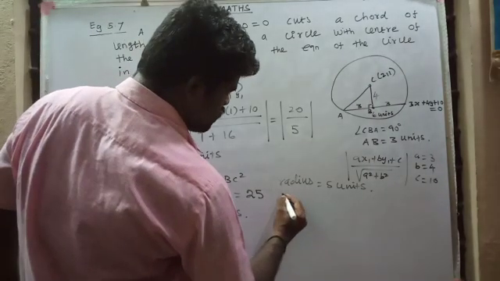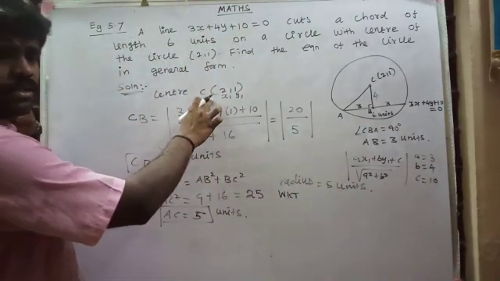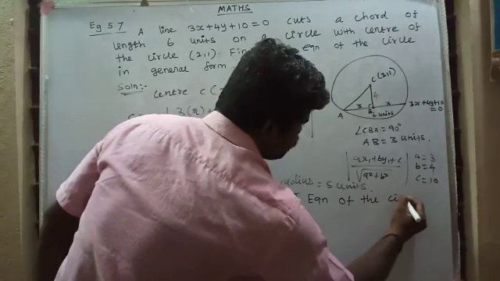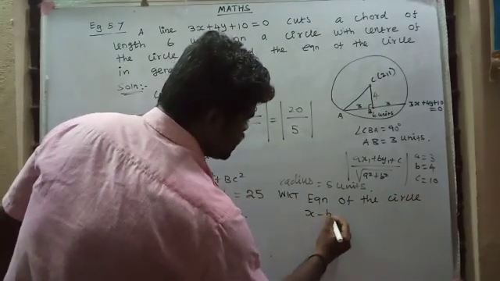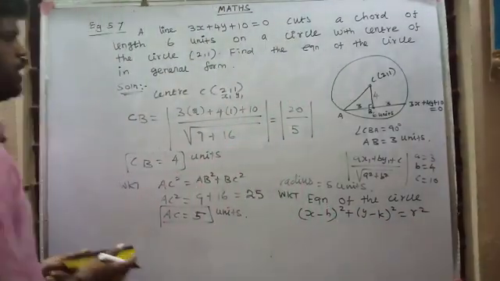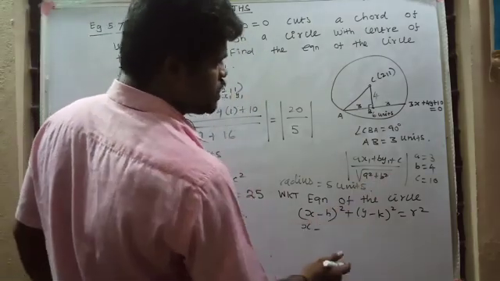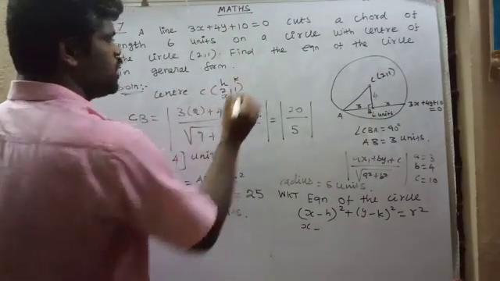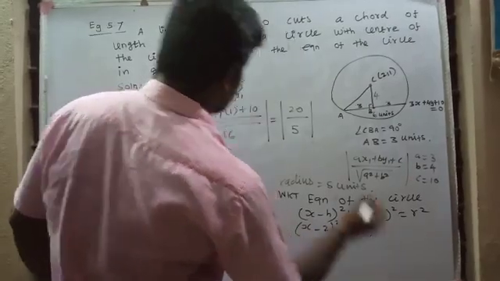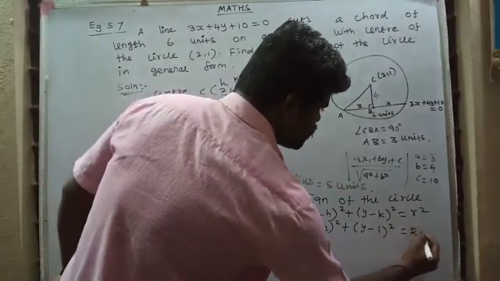And we have a formula. We know that the radius and center are given. So we have the formula, the equation of a circle: x minus h the whole square plus y minus k the whole square is equal to r square. Here the center is h comma k. The x value is 2, so x minus 2 the whole square plus y minus the k value 1, squared, is equal to the radius 5 units, so 5 square, 25.